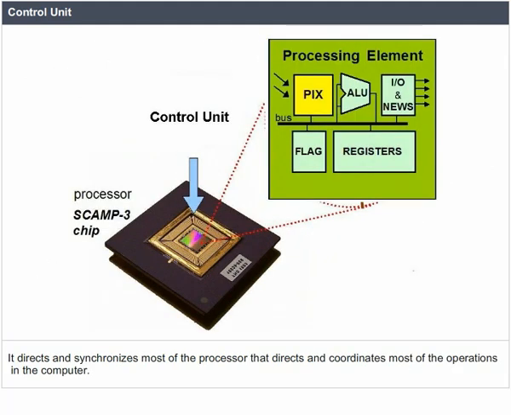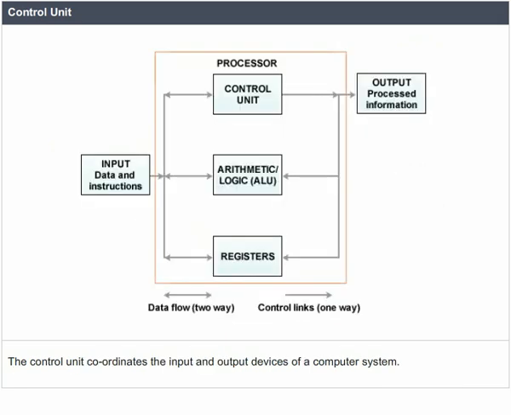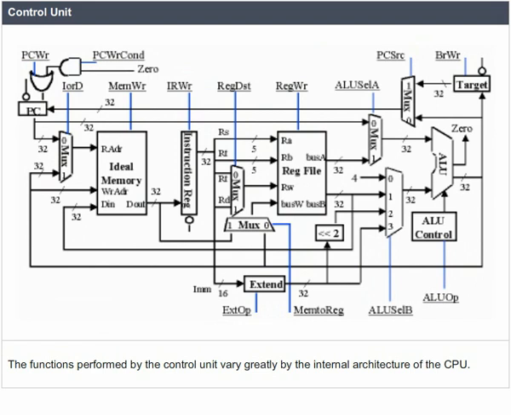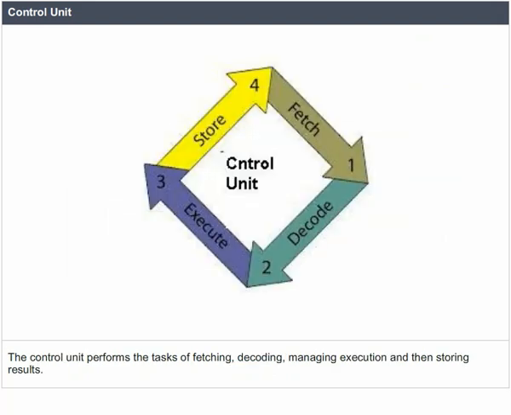Control unit. The control unit is the component of the processor that directs and coordinates most of the operations in the computer. The control unit has a role much like a traffic light. It interprets each instruction issued by a program and then initiates the appropriate action to carry out the instruction. The control unit coordinates the input and output devices of a computer system. The functions performed by the control unit vary greatly by the internal architecture of the CPU. The control unit performs the tasks of fetching, decoding, managing execution, and then storing results.